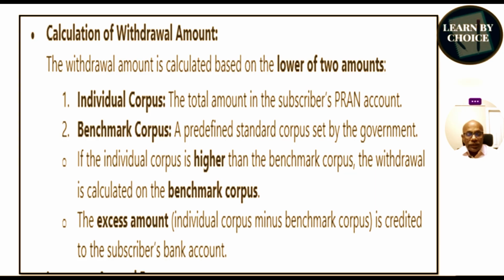For example, the individual corpus, we call it IC. If it is higher than the benchmark corpus, BC, the 60% withdrawal is calculated based on the benchmark corpus. If the individual corpus is higher than the benchmark corpus, the difference amount is credited to the subscriber.